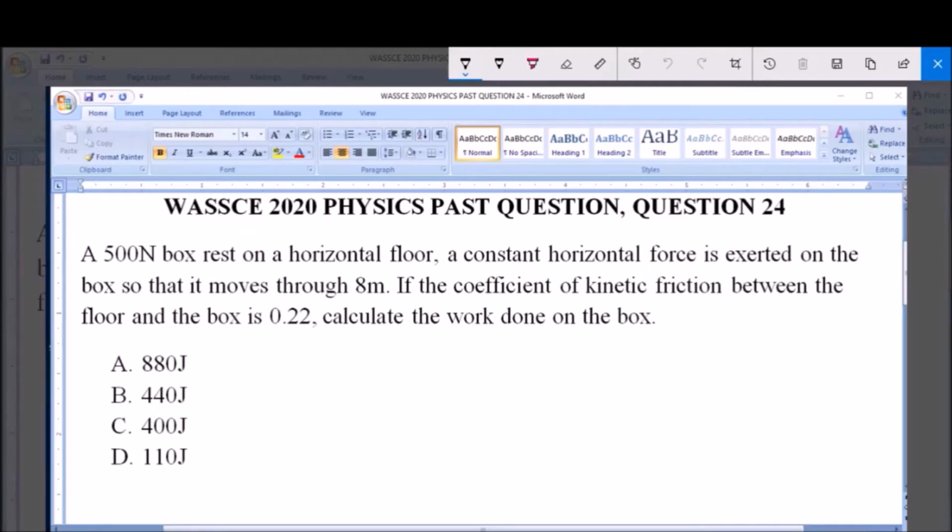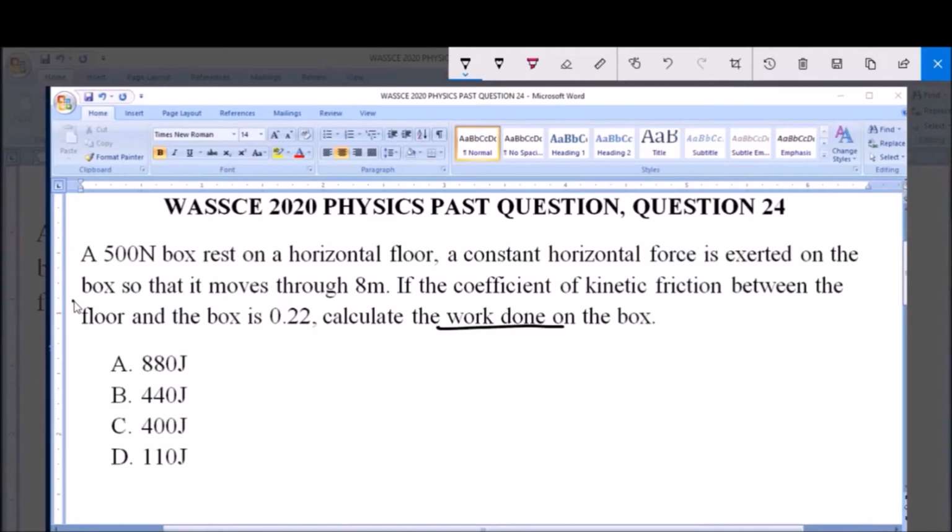I will be answering WAEC 2020 physics past question, question 24. A 500 Newton box rests on a horizontal floor. A constant horizontal force is exerted on the box so that it moves through 8 meters. If the coefficient of kinetic friction between the floor and the box is 0.22, calculate the work done on the box. A. 880 joules. B. 440 joules. C. 400 joules. And D. 110 joules.